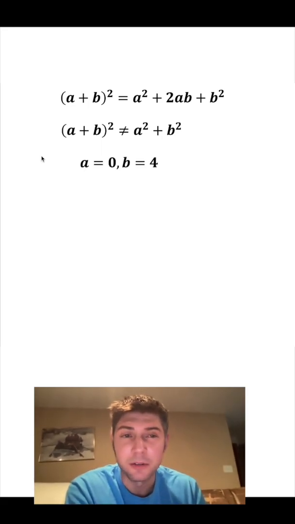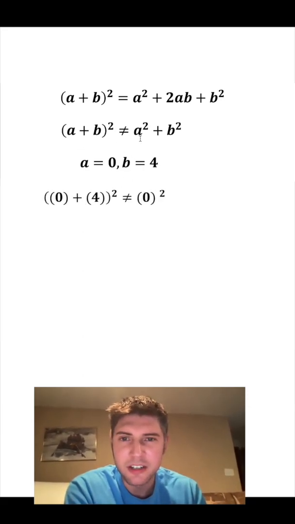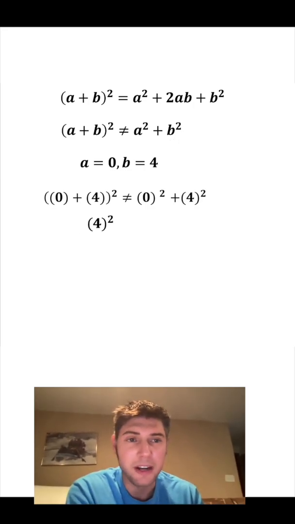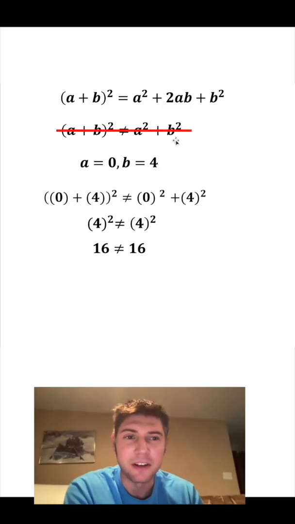Let's let a equal 0 and b equal 4. We'll plug in 0 for this a, 4 for this b, copy down the does not equal, plug in 0 for this a, and 4 for the b. This left-hand side is just going to be 4 squared, so the right-hand side is just 4 squared. This leads us to the conclusion that 16 does not equal 16. That is not correct, so this statement up here is not correct.